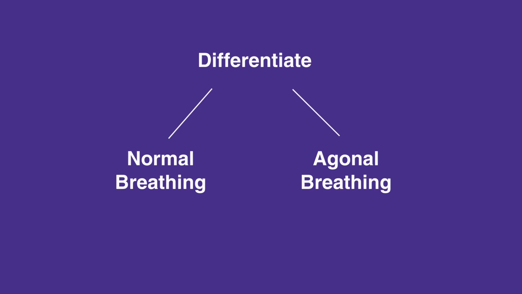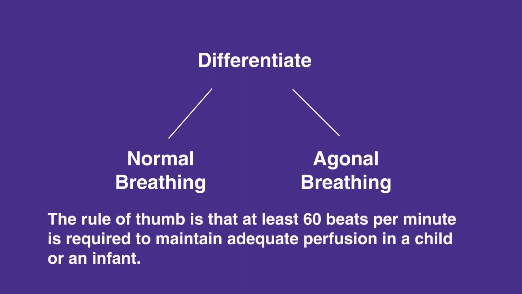Gasping is considered ineffective breathing. Similarly, not all pulses are adequate. The rule of thumb is that at least 60 beats per minute is required to maintain adequate perfusion in a child or an infant.